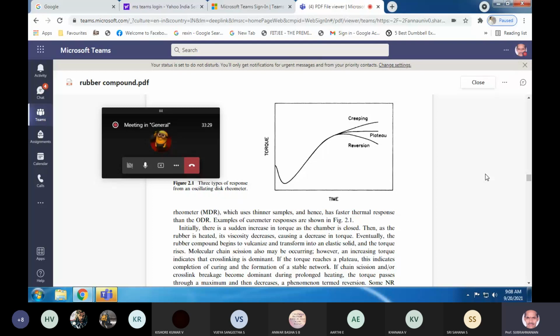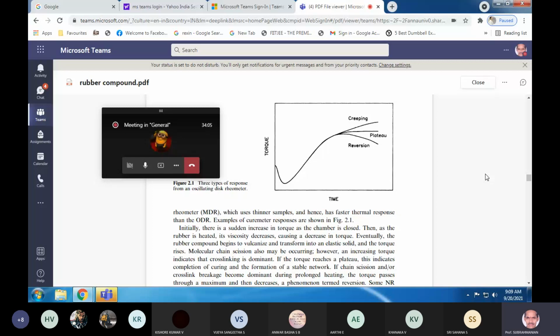So once the active cross-linkable sites are consumed, there is a secondary modification. This modification, if it leads to breakage in the main chain or in the cross-links, we end up with the phenomenon called reversion.